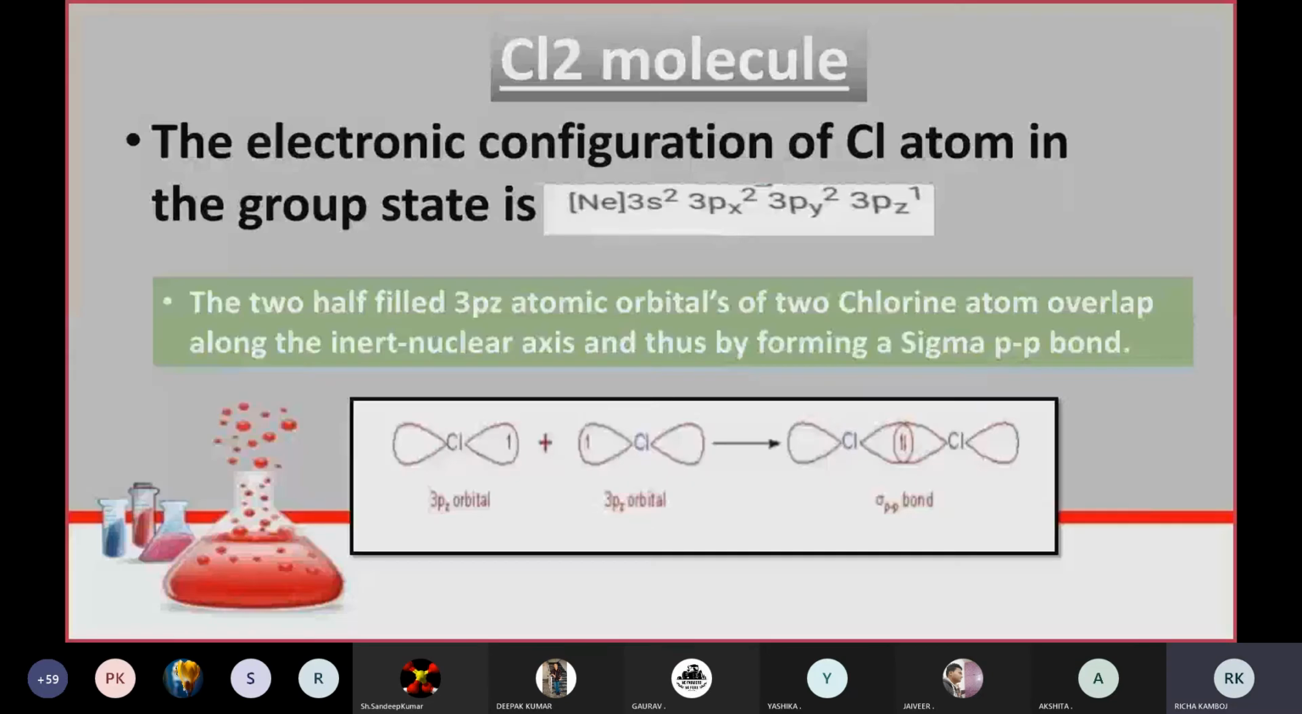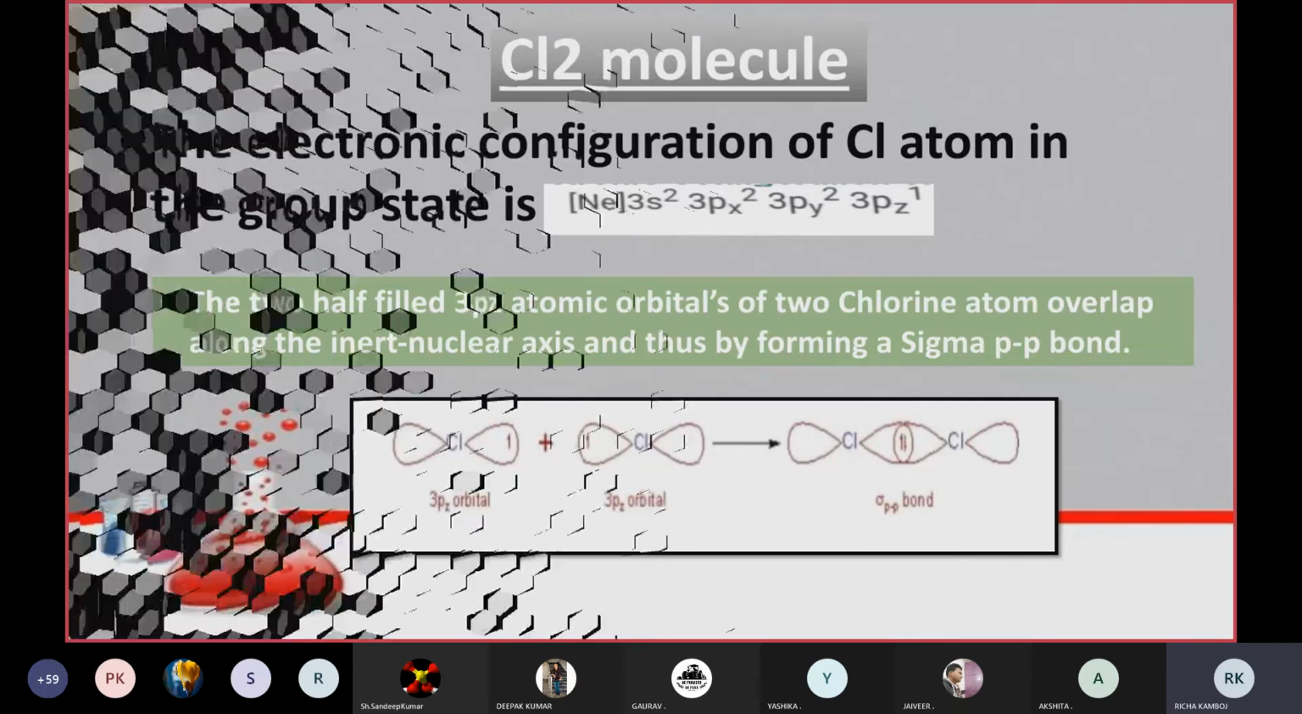Cl2 molecule. The electronic configuration of Cl atom in the ground state is [Ne] 3s2 3px2 3py2 3pz1. The two half-filled 3pz atomic orbitals of two chlorine atoms overlap along the internuclear axis and thus form a sigma p-p bond.